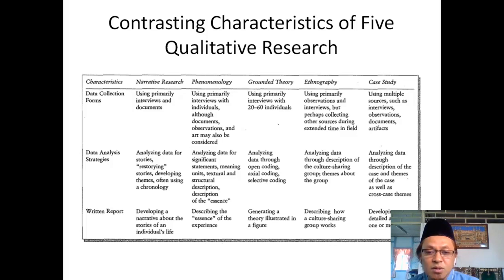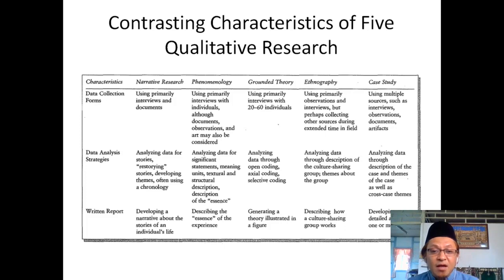For example, in grounded theory, you will come across the words open coding, axial coding, selective coding. So these are specific terms that are exclusive to grounded theory. You will not see these terms appearing in narrative research or ethnography research. But these terms are almost compulsory to be used in grounded theory. But the essence of data analysis across these five different qualitative research types is more or less the same.